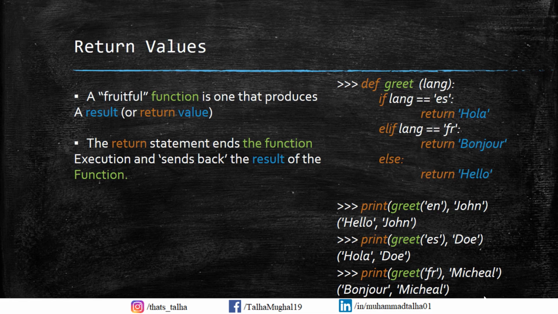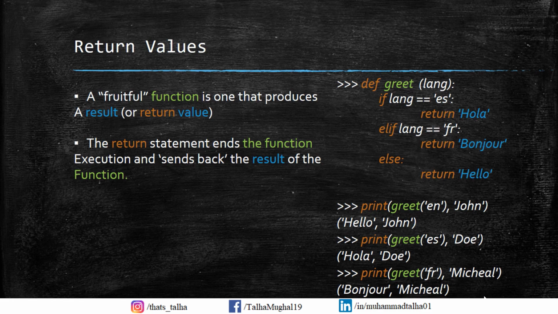For example, here you can see that I have written a couple of lines of code. First of all, I have defined a function called greet and then I have provided that function a parameter called lang. Inside that function, I have used multiple conditional statements. And whatever value is stored in that parameter will then be checked by these conditional statements. And the output will depend upon the value that is stored in lang.